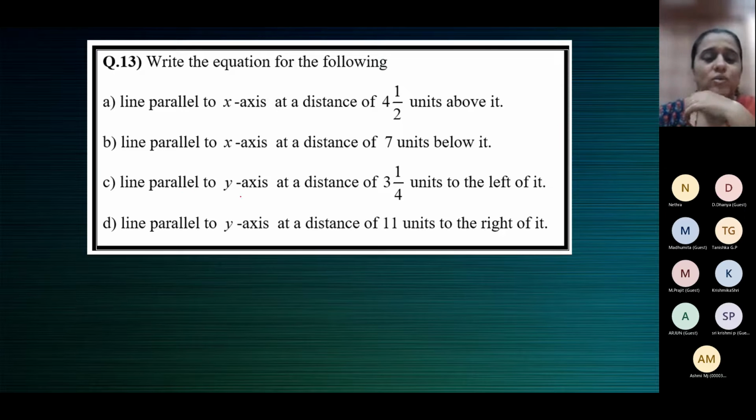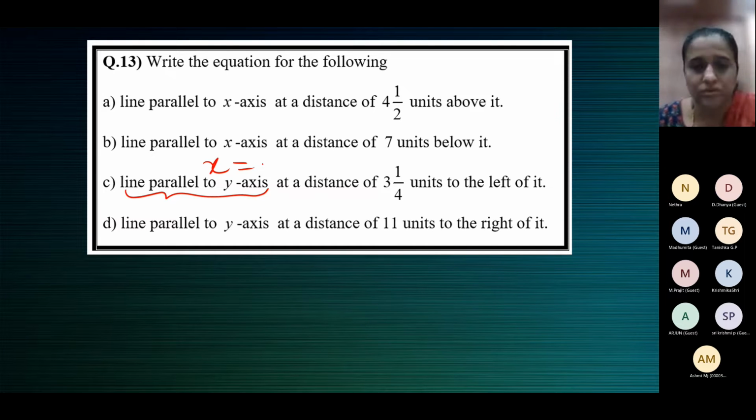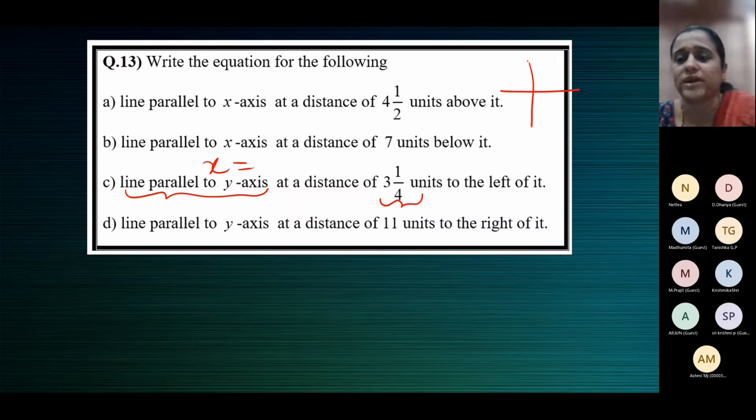Now this is parallel to the y-axis, so it will be x equals something. What's the value? 3. When the line is parallel to the y-axis, it can be to the right side of the y-axis or to the left side. If it's to the right side, it's positive. If it's to the left side, it's negative.